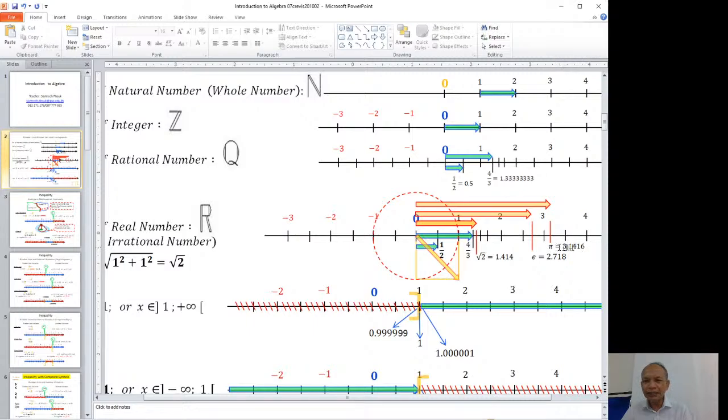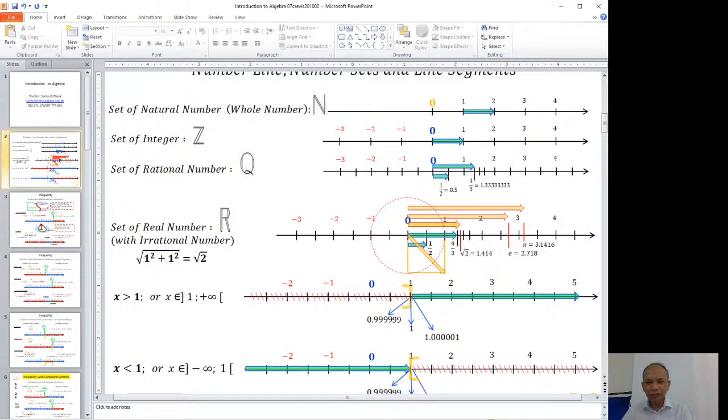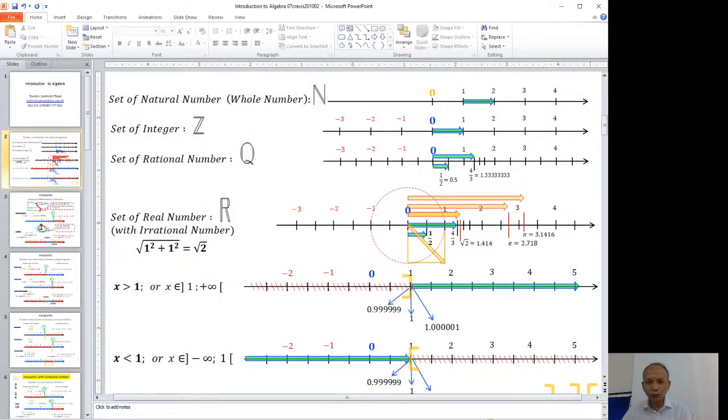So this is just to recall about the number set and the number line.